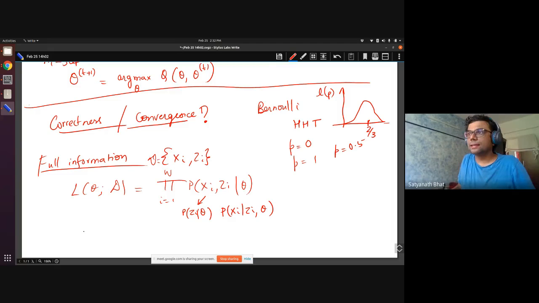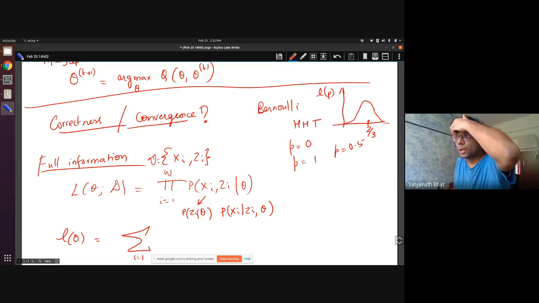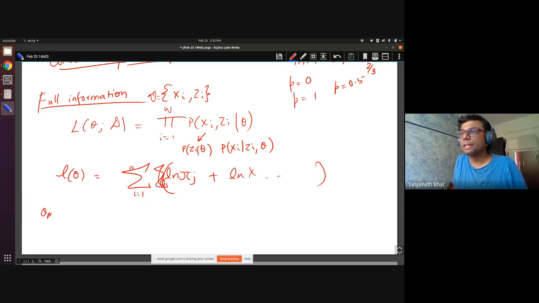So this I can write, and then if I take log on both sides, I get the small l. I will have a summation of i equal to 1 to n, and log of again some more summation log. So it will be completely in summation form. Sum of some terms. In the example that we took, it will have pi j plus ln of something else, and like this. But all the parameters have cleanly separated, and then I can do theta MLE easily.